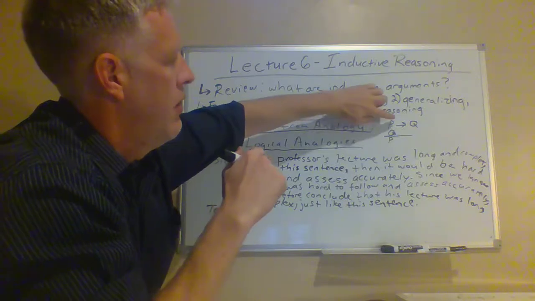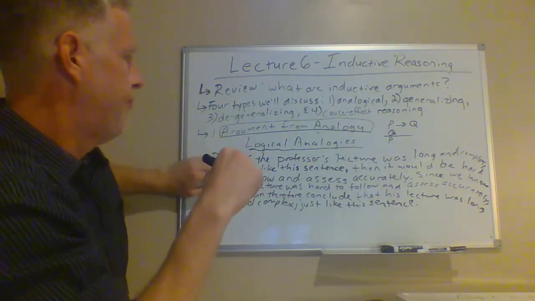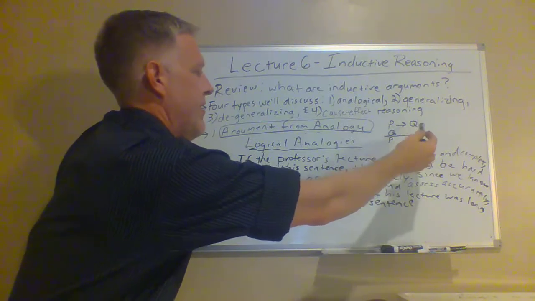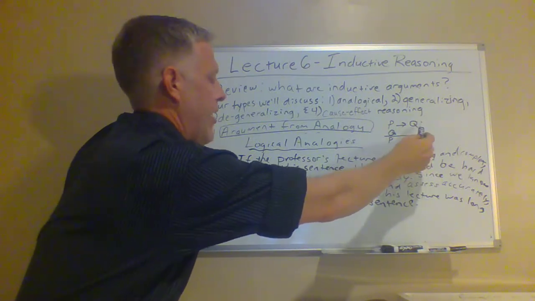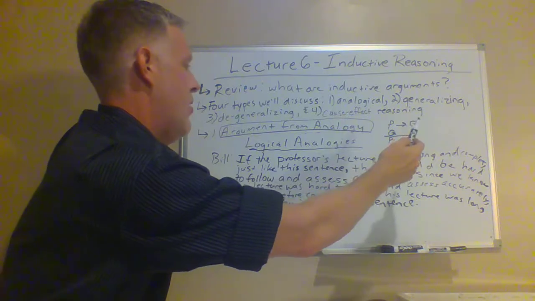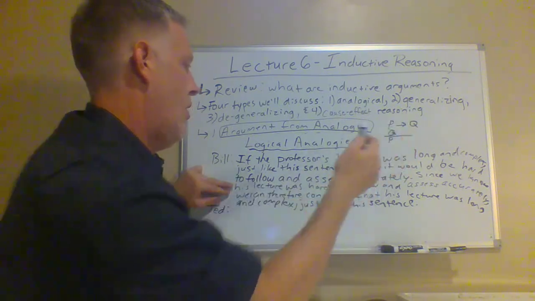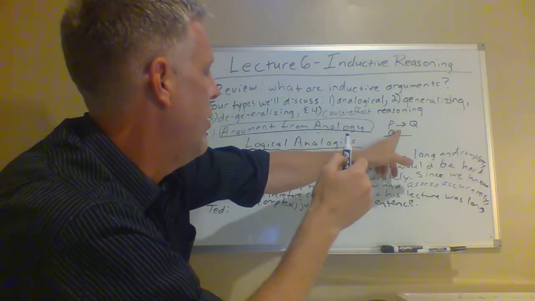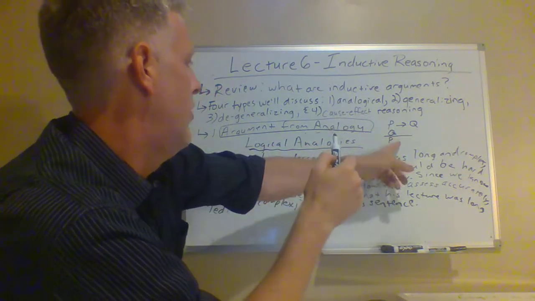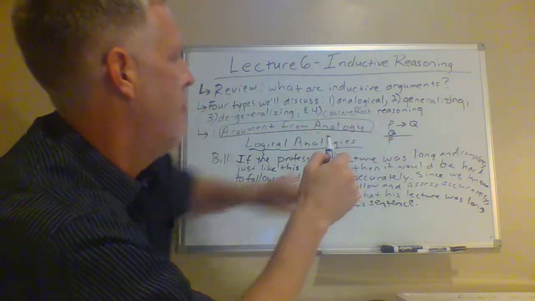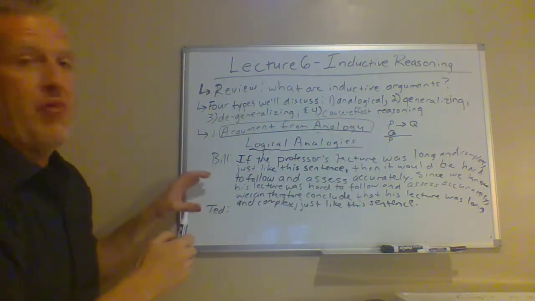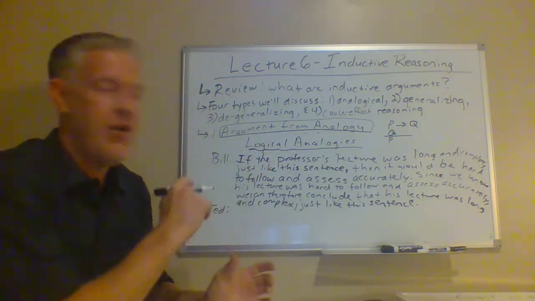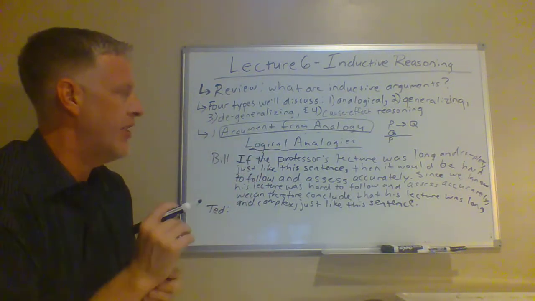So here he's saying, if the professor's lecture was long and complex, just like the sentence, then it would be hard to follow and assess accurately. Since we know his lecture was hard to follow and assess accurately, okay, Q, then he wants us to conclude that it must have been long and complex. And this is pretty difficult to assess, or to wrap your mind around, which is why logical analogies can be so helpful.